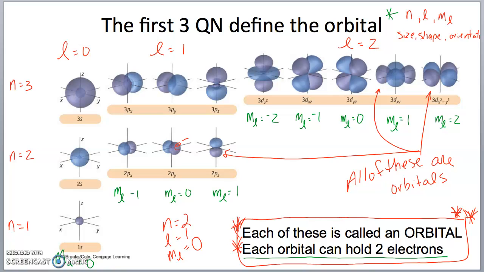For a d-block element, our l value is 2. This means that m sub l can equal -2, -1, 0, 1, or 2. In other words, there are 5 possible spatial arrangements, which explains why there are 5 possible d orbitals. Remember, each of these orbitals can hold 2 electrons.